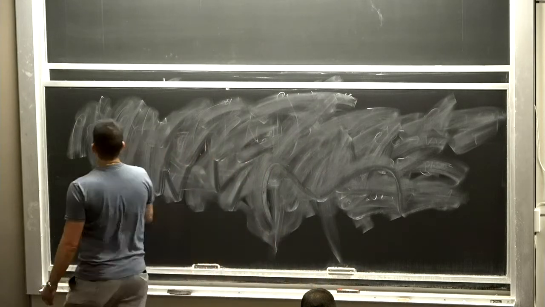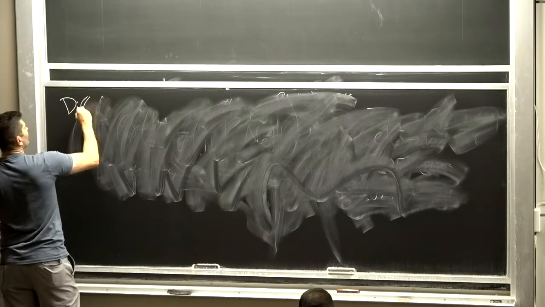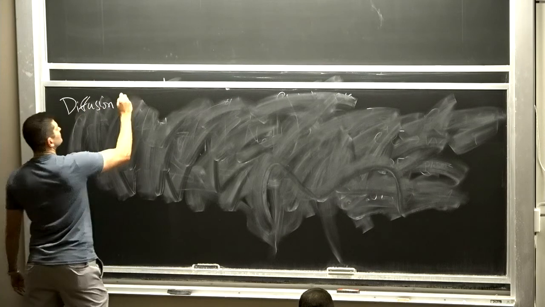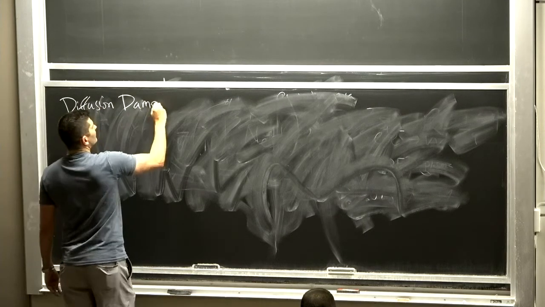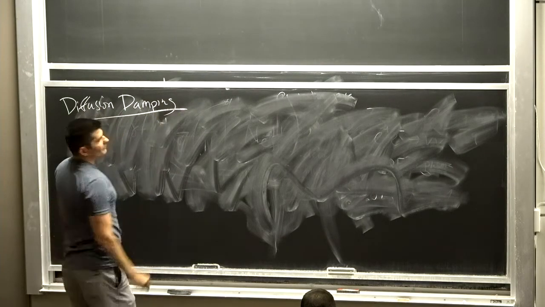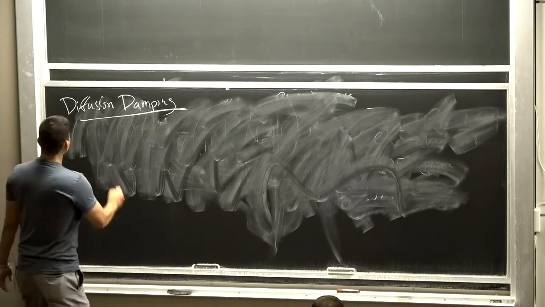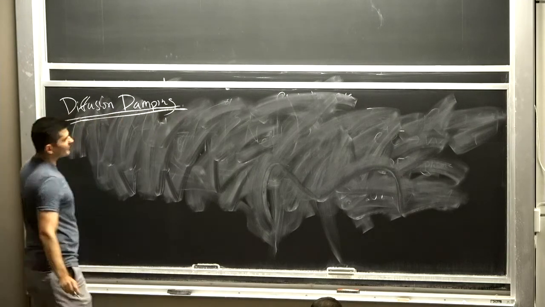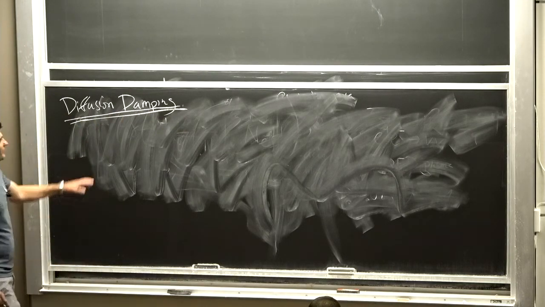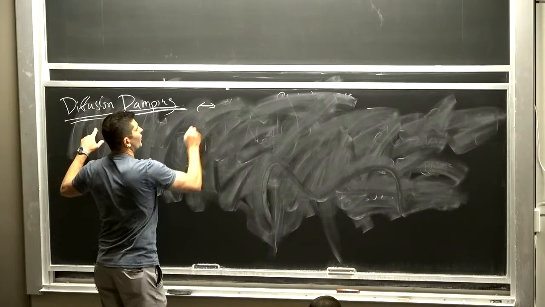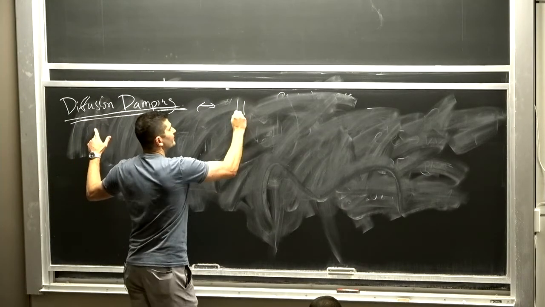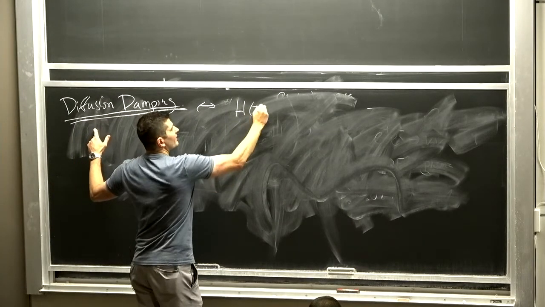So the first thing we're going to talk about is called diffusion damping. This is what I was talking about earlier in the lecture. This is the fact that the power spectrum goes down at high L because sound waves dissipate. So that's the first thing we're going to look for. Now, this is going to be sensitive just to the homogeneous energy density.